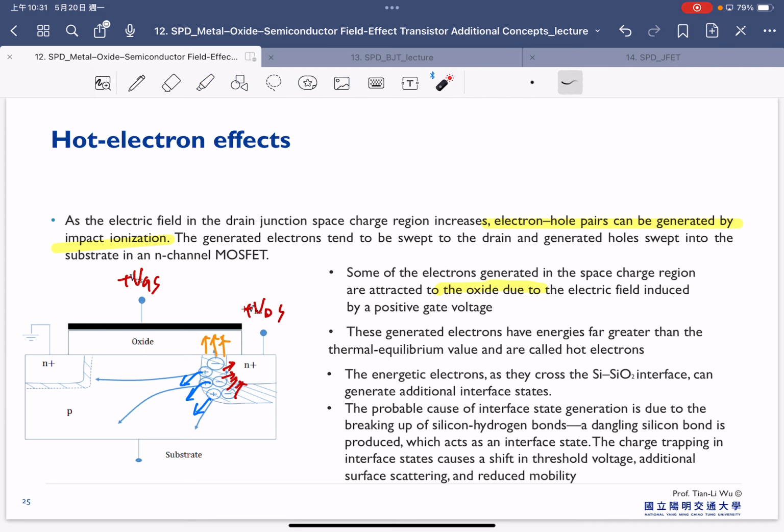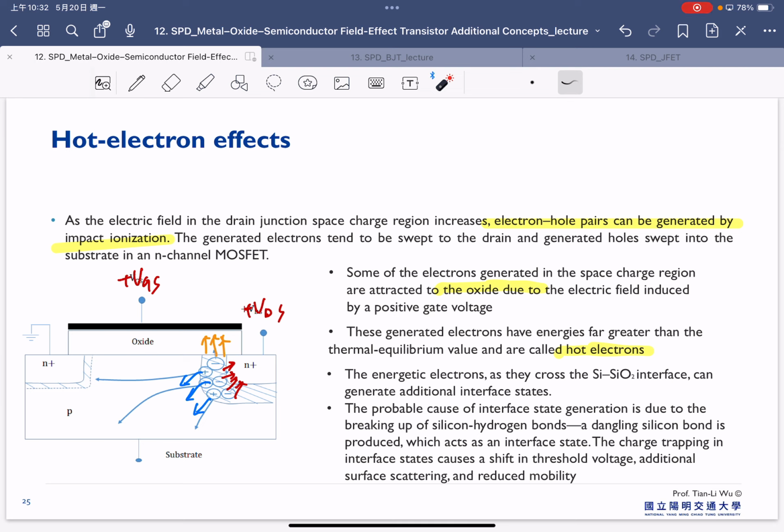And these generated electrons have energy far greater than the thermal equilibrium value. That's why we call this a hot electron. The reason we call it a hot electron is that you give a lot of energy to this electron, because this is under the condition that we have a higher gate bias and higher drain bias. So the carriers here gain a lot of energy. The electrons in this region are very excited, so they will want to move to another place. So that's why we call this a hot electron here.